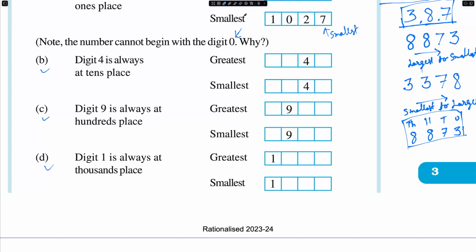I hope, students, you will be able to get the correct answer. You can post your answer with your name and school name in the comments down below.